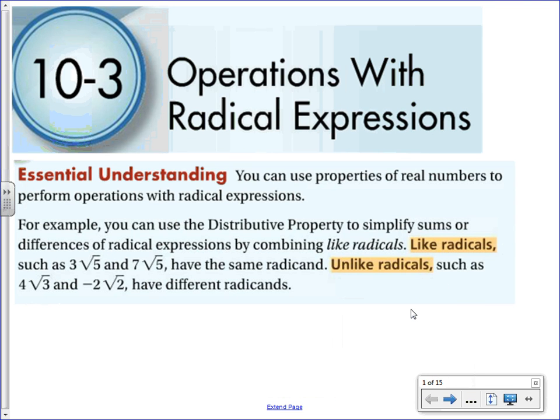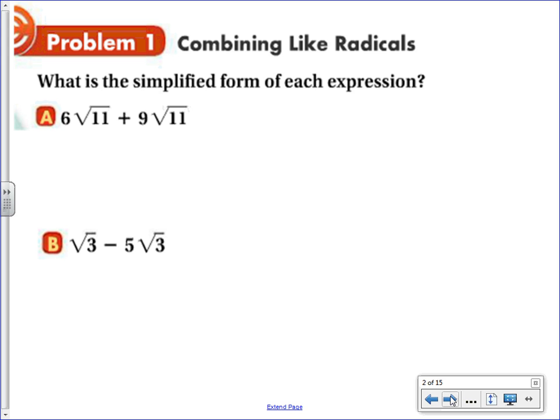All right, this is 10.3, operations with radical expressions. What is the simplified form of each expression?